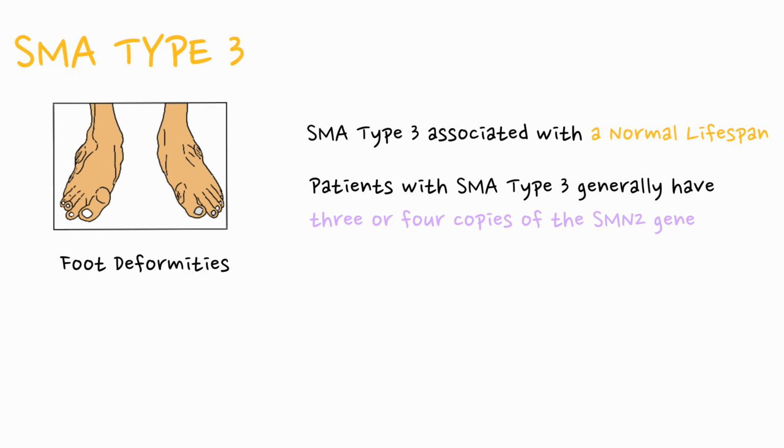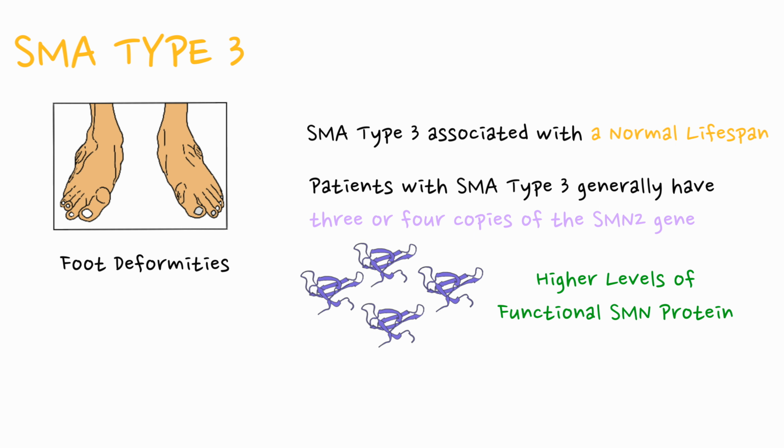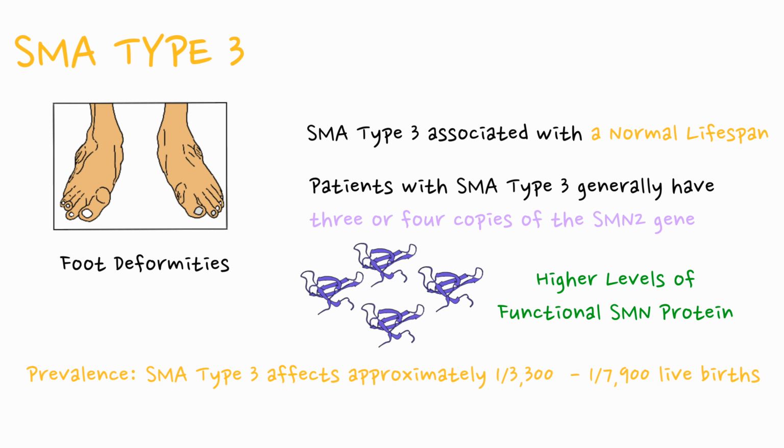Patients with SMA type 3 generally have 3 or 4 copies of the SMN2 gene, which partially compensates for the deficiency of the SMN1 gene. The additional copies of SMN2 allow for high levels of functional survival motor neuron protein, contributing to the milder course of the disease.